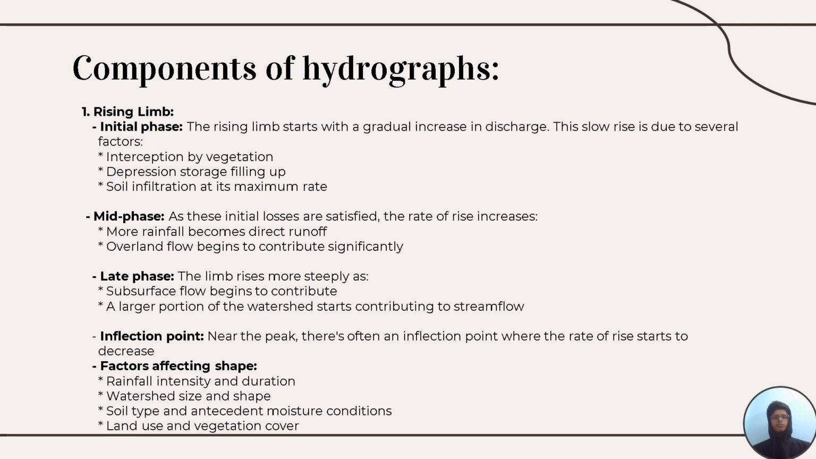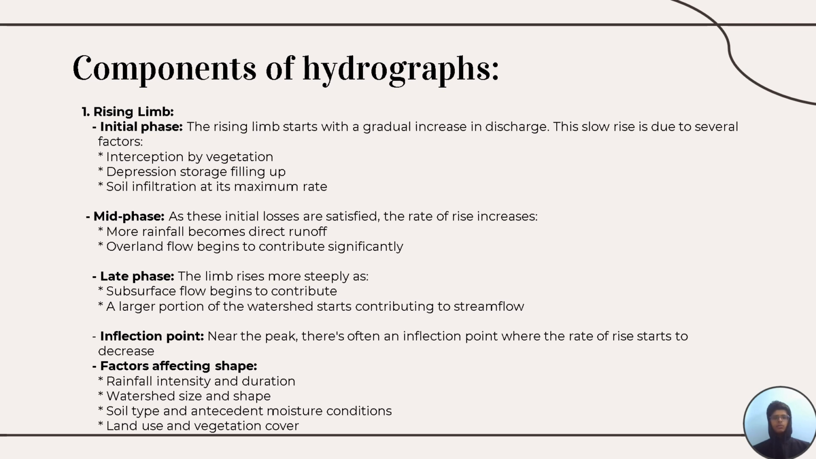The rising limb starts with a gradual increase in discharge. This slow rise is due to several factors: interception by vegetation, depression storage filling up, and soil infiltration at its maximum rate. Then we have the mid phase.